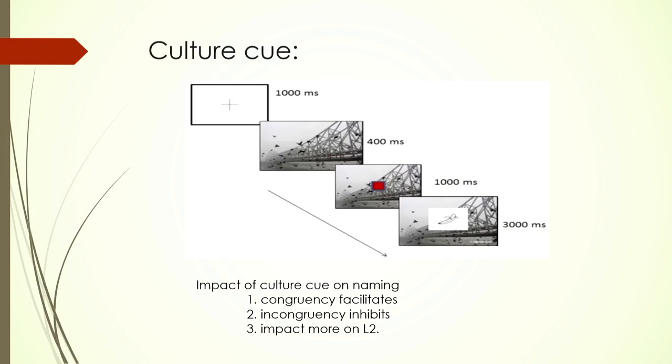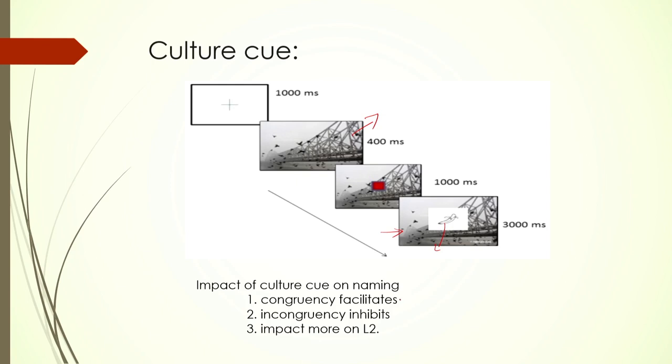So this study was like this. This is what they used. This is a prime, the picture of Howrah Bridge, and this was a production study. The prime here was a culture specific cue. There were different pictures in the background, and a picture would appear and the participant has to name the picture. All the while the cue, the prime, remains in the background. In some cases the target language is English, in some cases the target language is Bengali, and they found an impact of the incongruent conditions.